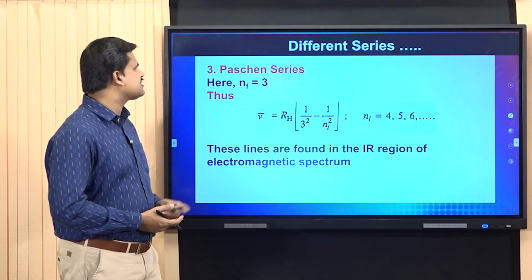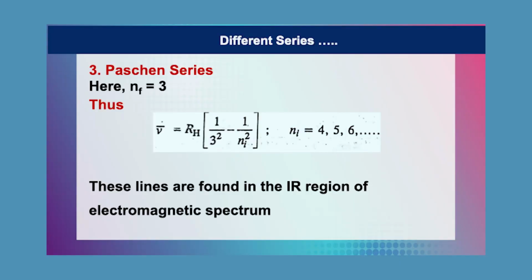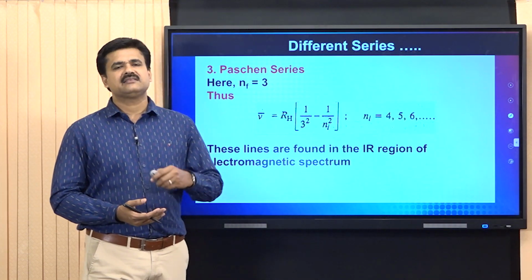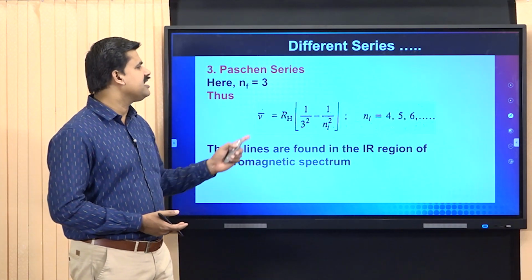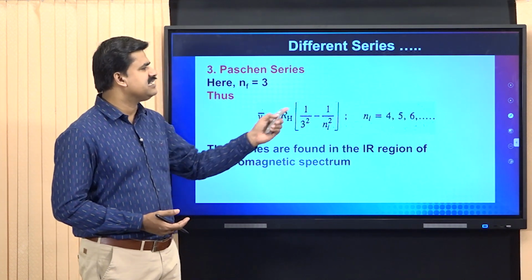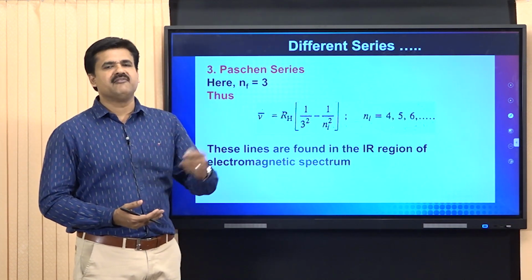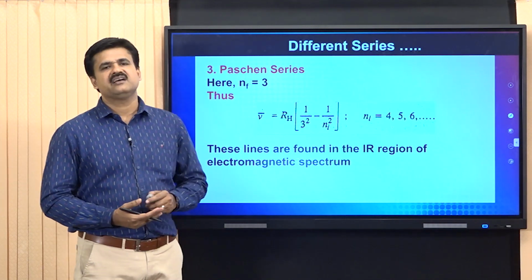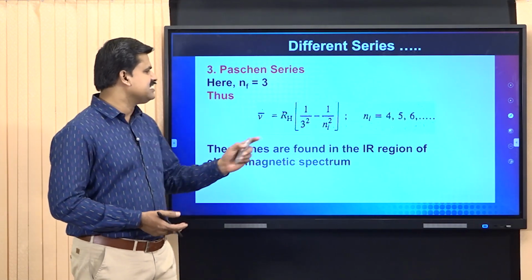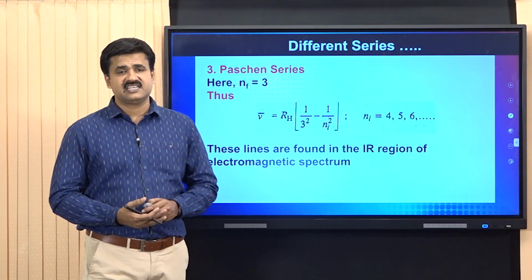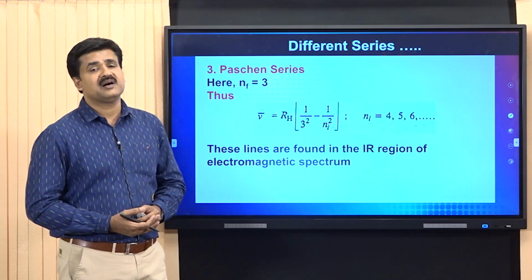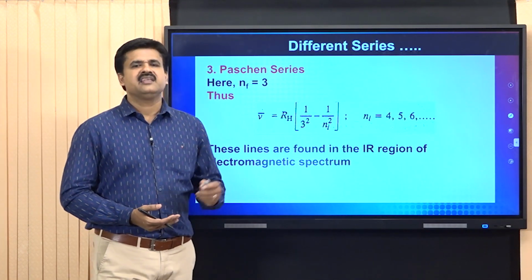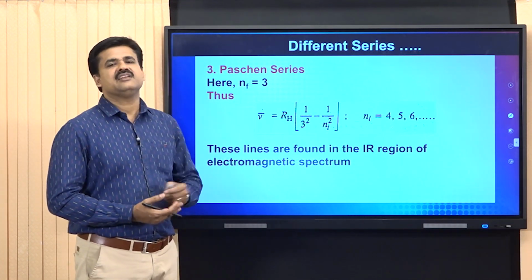Now another series is called the Paschen series, for which n final is equal to 3 and n initial is higher than 3, and nu bar equal to Rh into 1 by 3 square minus 1 by ni square, where ni is always greater than 3. The minimum value of ni is 3 plus 1, that is equal to 4. These lines are found in the infrared region of the electromagnetic spectrum, preferably in the near infrared region.